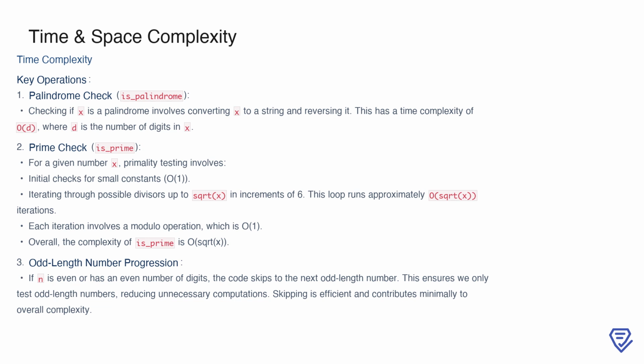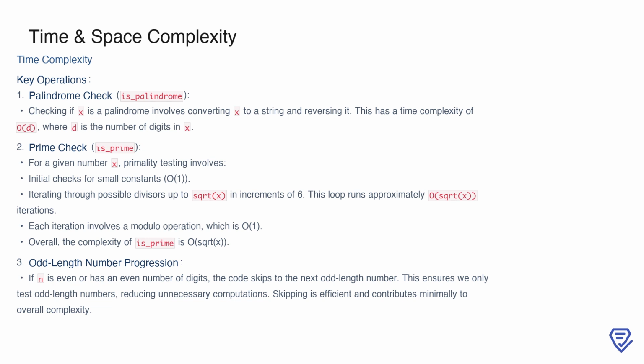Next, we have the is_prime function, which checks if a number is prime. This process begins with a few constant time checks for small values but primarily involves iterating through possible divisors up to the square root of the number. By skipping unnecessary checks and incrementing in steps of 6, this loop runs approximately O(√x) iterations, with each iteration performing a constant time modulo operation. Thus, the overall time complexity for the primality check is O(√x).